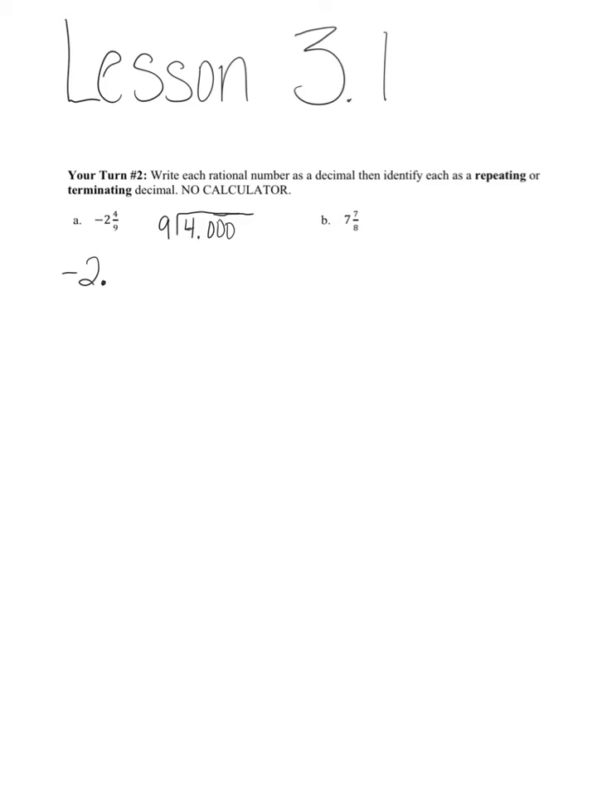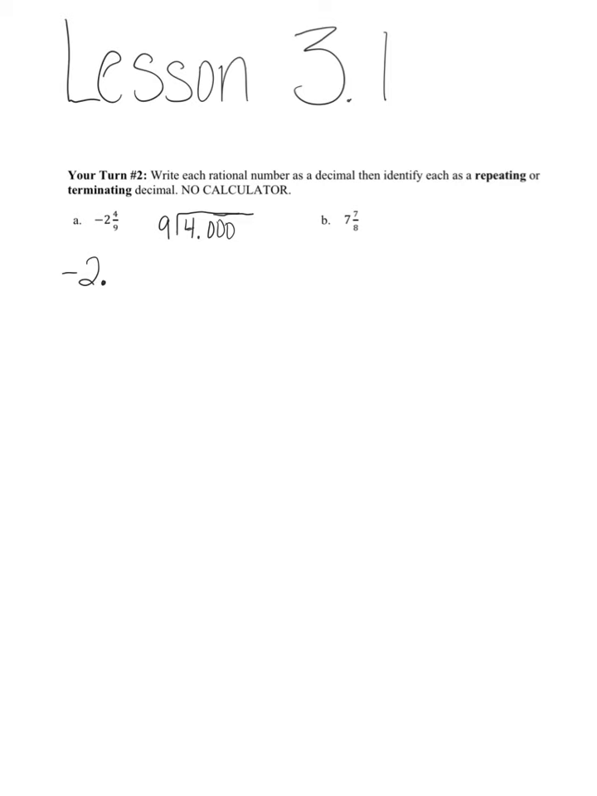Question A, we are going to convert -2 4/9 into a decimal. And then we need to specify whether it is a repeating decimal or terminating decimal. So I've already got the first part started where I have the integer already expressed in decimal form, which is to the left of the decimal point. And then I'm going to convert 4/9 into a decimal by dividing.